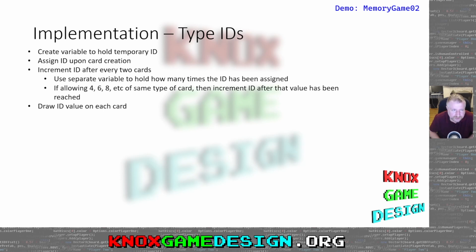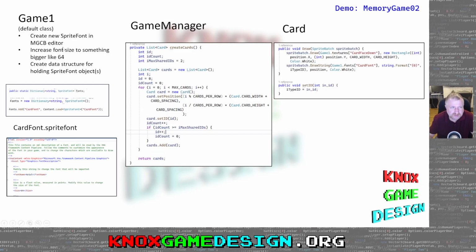And then what we want to do in this step is just draw the ID value for each card. So this is what the code looks like. To display the value in MonoGame, you've got to set up this font. So it's another MGCB deal. You create that in the content editor, and there's an XML file you can set up with the font. That's all we're going to do in game 1.